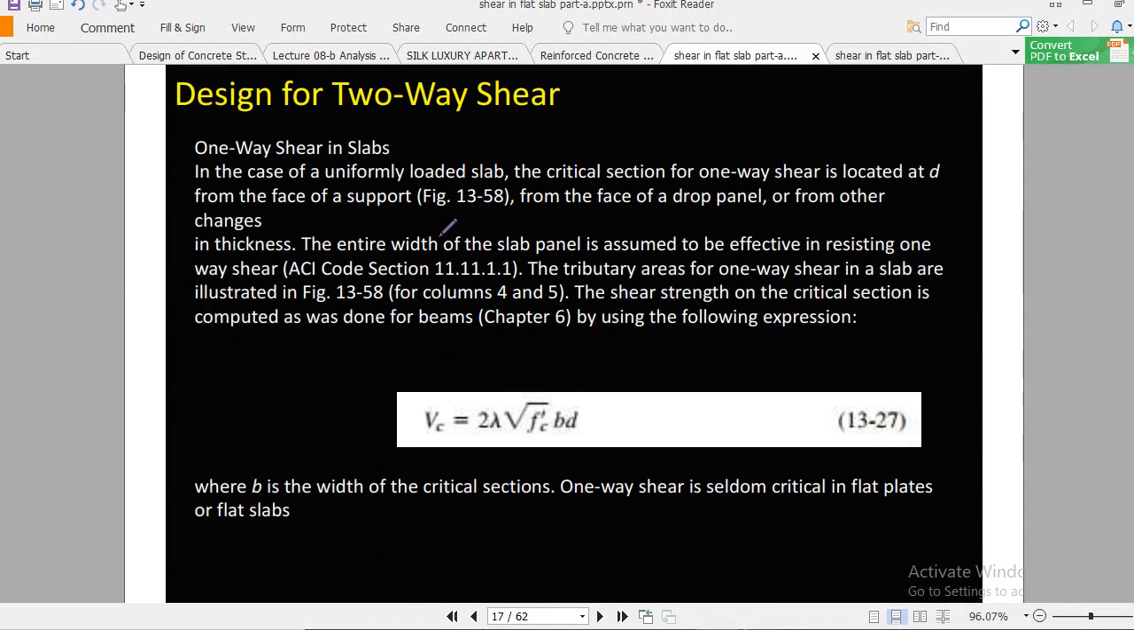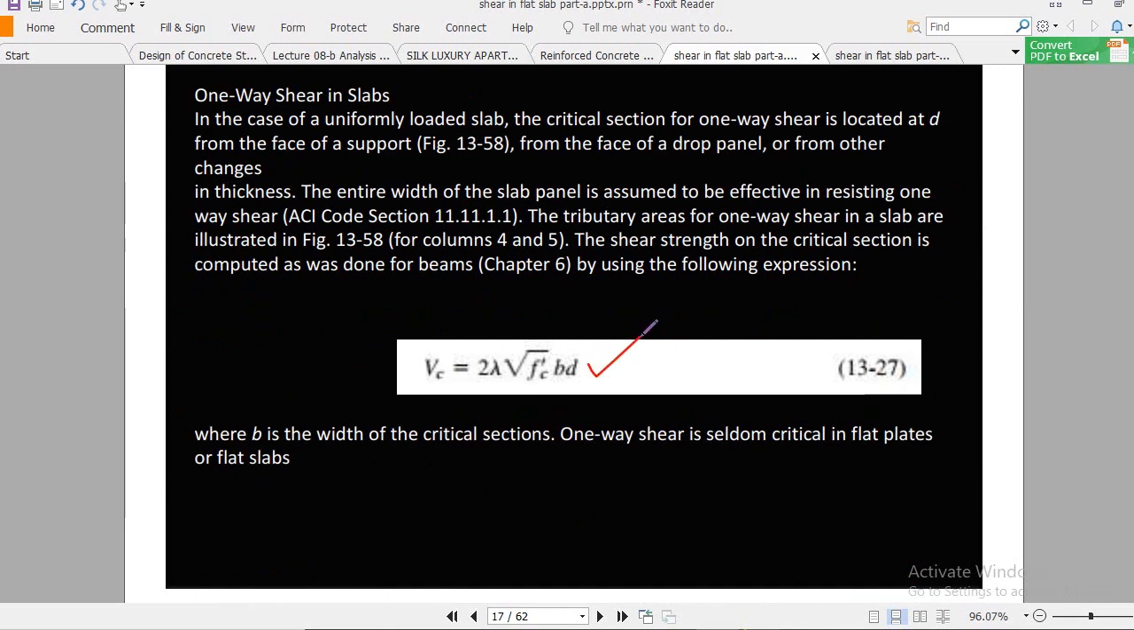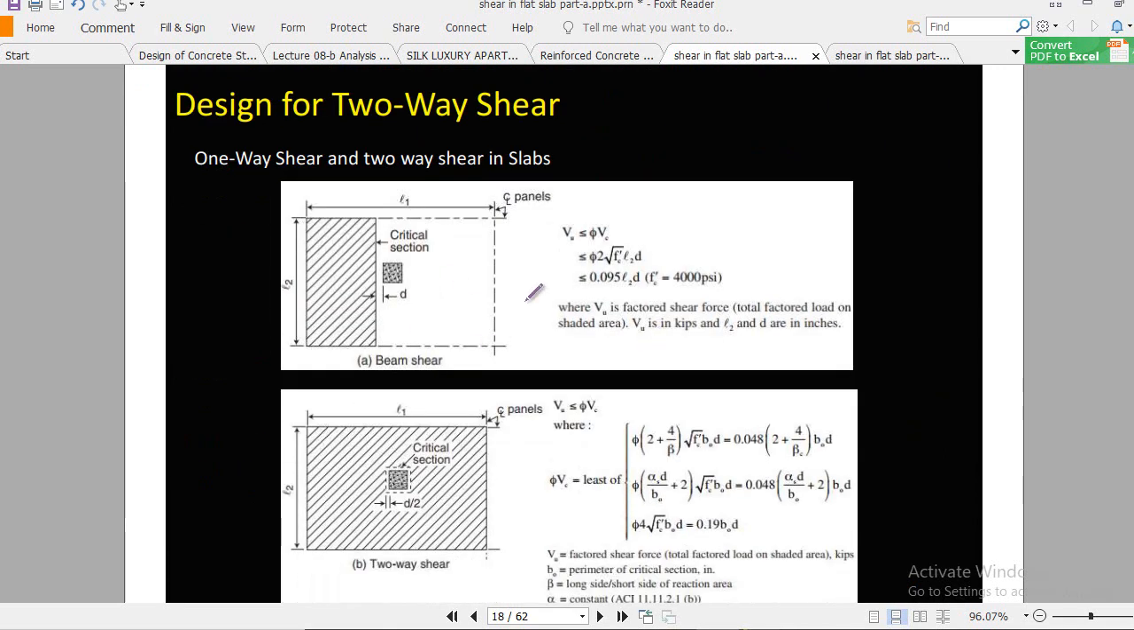Now for one-way beam shear, you already know we use this equation, clear? And this is the net summary.